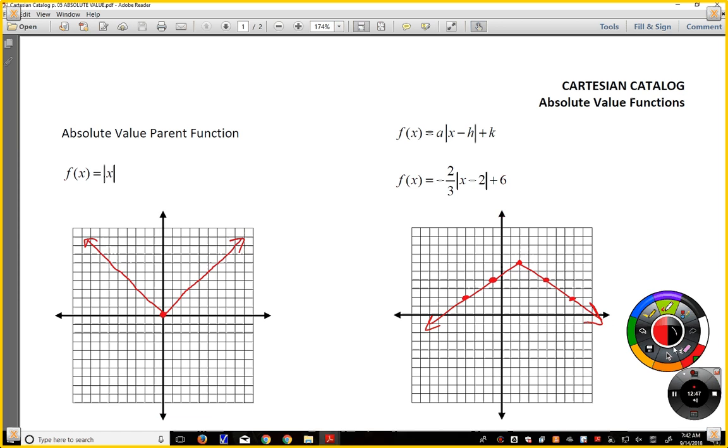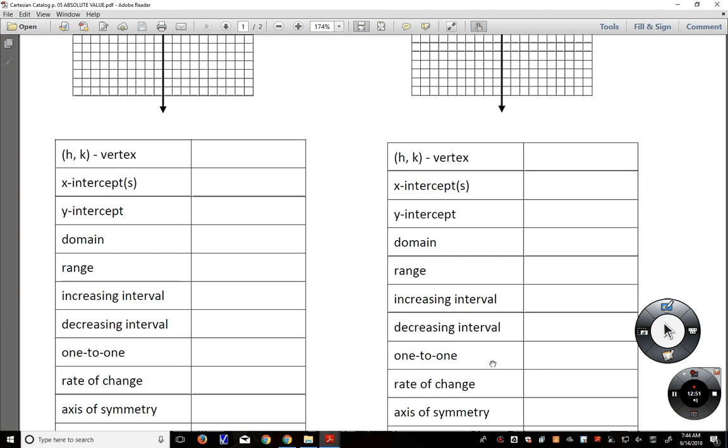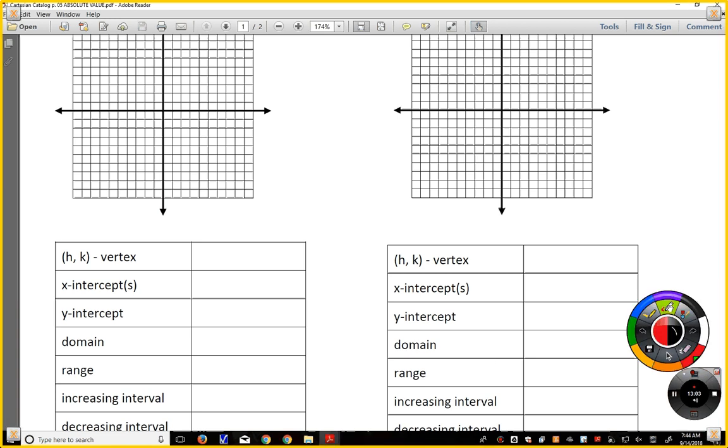So I can't write that high. So we'll do the first half of the chart for each one side by side. So we'll just kind of practice each thing twice. And then we'll do like the bottom half of the chart. Okay? So let's start with the parent function and go first through these first 5. Vertex, x-intercept, y-intercept, domain, range. Okay? So what's the vertex of the parent function?